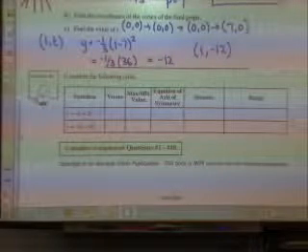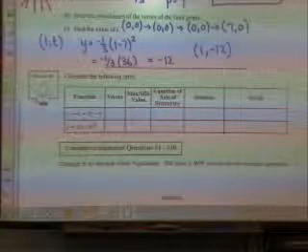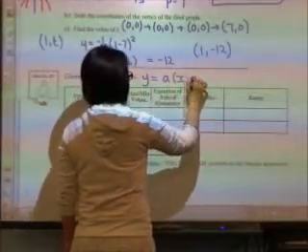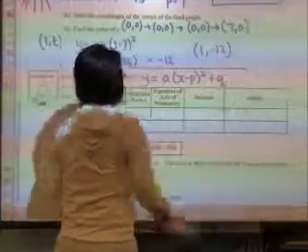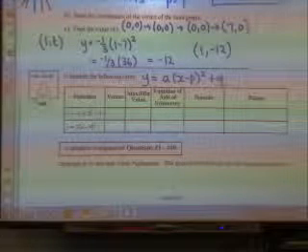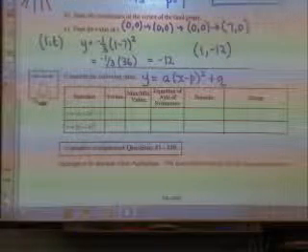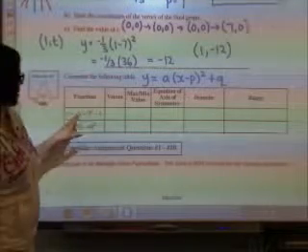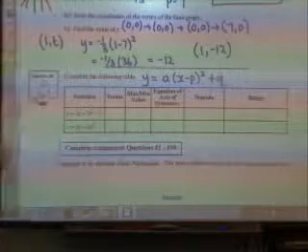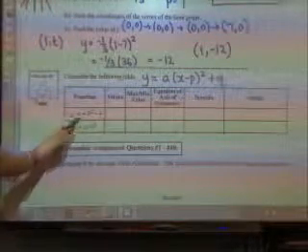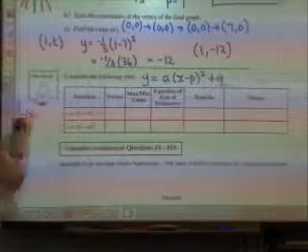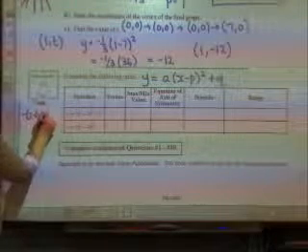So class example number 4 asks us to complete the following table. Again, we're looking at this being my standard equation. This is what the equation normally looks like. So it goes back to what does A tell me to do and what do P and Q tell me to do. So in this equation, I have negative (x plus 3) squared minus 4. If I had to rewrite this equation as an x minus P, it would be x minus what? Negative 3.